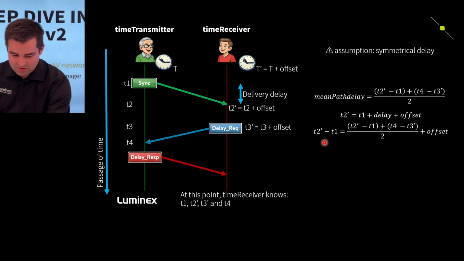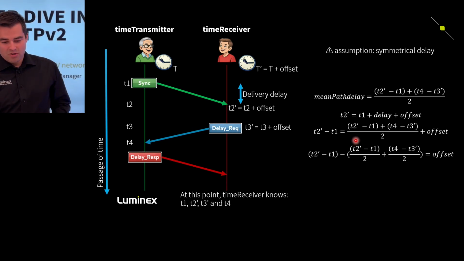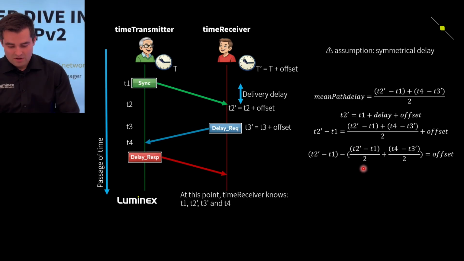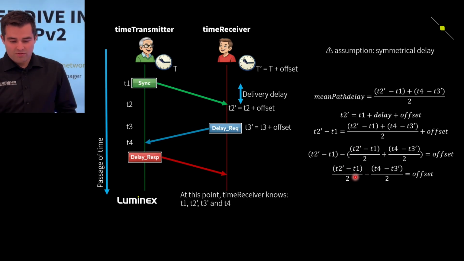Again, some more mathematics magic. We take brackets around what's already on the left, and we move the other part also to the left side and cut it up a little bit, and we get this. And if you look closely, we see that this is basically 1 time T2 prime minus T1 minus half of that same value. So we get half of that value, and then the other side, T4 minus T3 prime, also gets a subtraction. So then we get here.